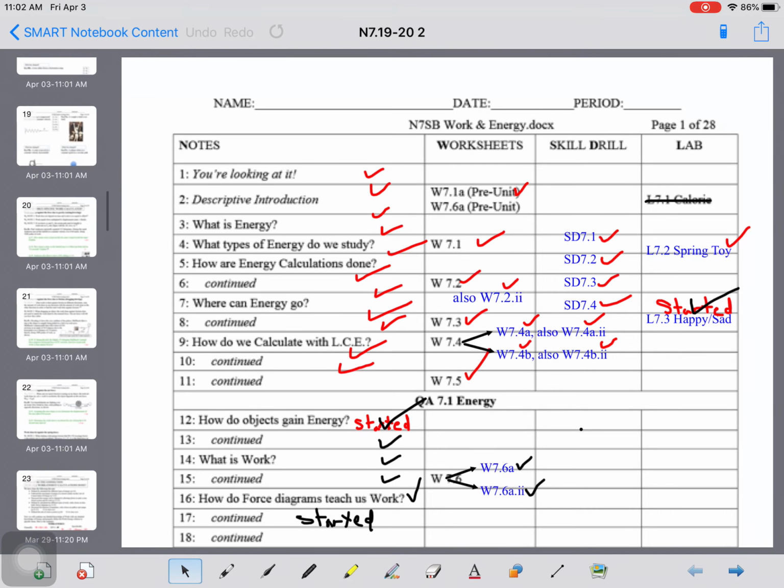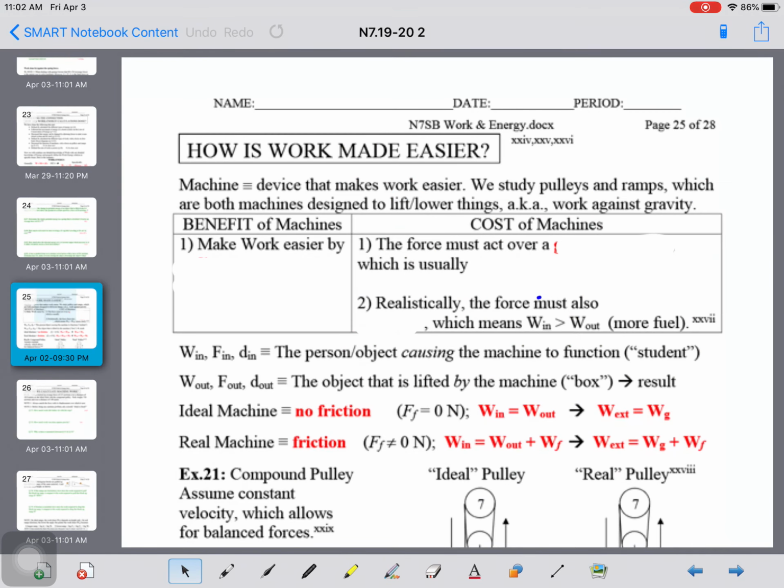If you jump over to page 25, I'm not really going to get crazy with the details here, but it's worth learning about machines because they're everywhere. Nearly everything you use is made up of these simple machines and makes your life easier in many ways. So here we go. Let's talk about how work is made easier. That's really what a machine does.